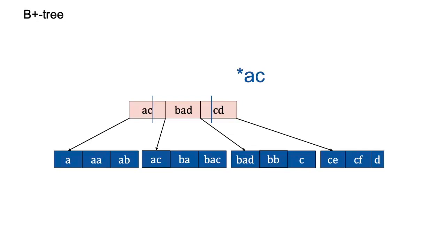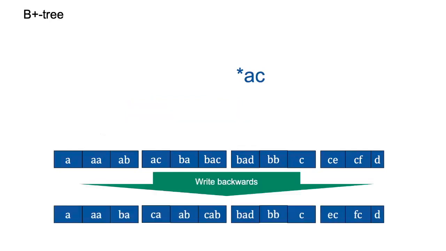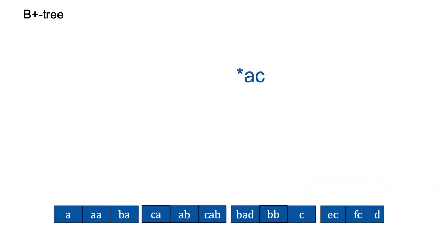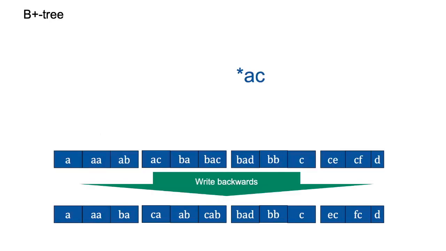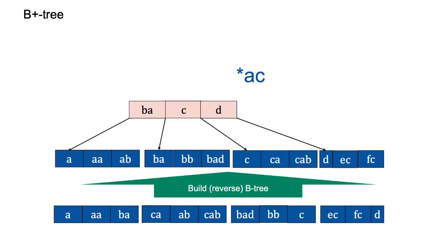So what can we do? Maybe we can build additional index structures that we don't have yet, but maybe we can build them in anticipation that people might have this kind of query. So what we do is that we reverse all the words starting at the end. We write all of the words backwards, like this, and resort it. Right, then we rebuild the entire tree like this.